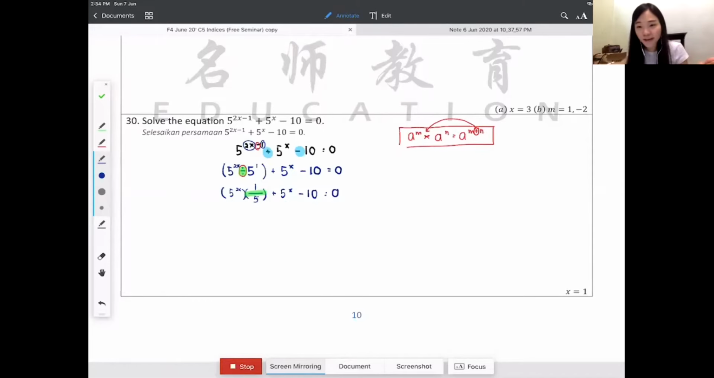So isn't it different, my dear? Because this one is power 2x. This one is power x. Whoa, they are different. You can only pull out the same thing. The different ones, all cannot, my dear. So I cannot factorize. Very good, Daniel.